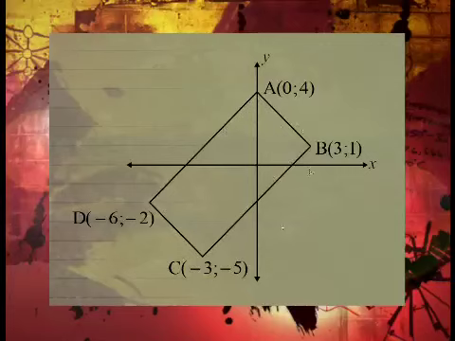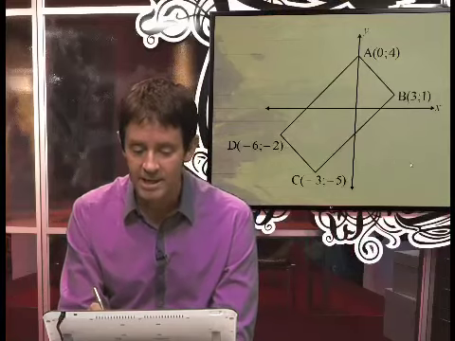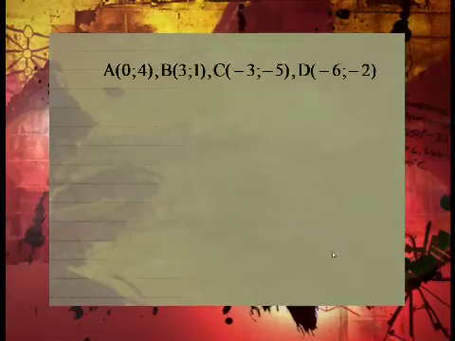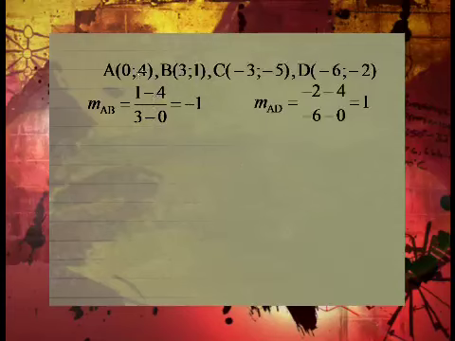So how do we proceed? Well, there are many ways you could do this. Grade 11s, what I would suggest is that we take those points. Let's look at the gradient of AB. I'll show you something. The gradient of AB is 1 minus 4 over 3 minus 0, which gives you -1. And the gradient of AD is minus 2 minus 4 over minus 6 minus 0, which is 1.